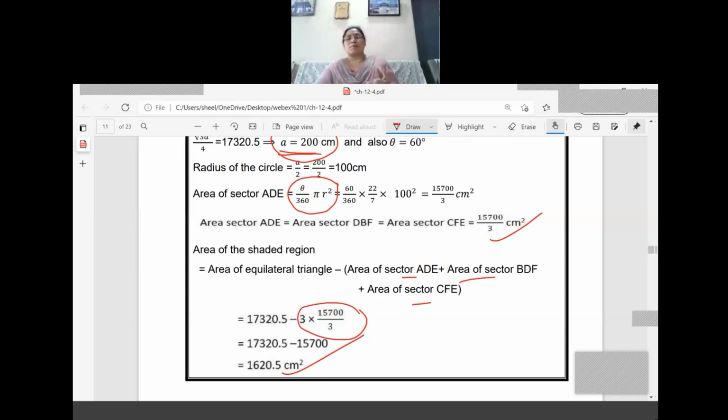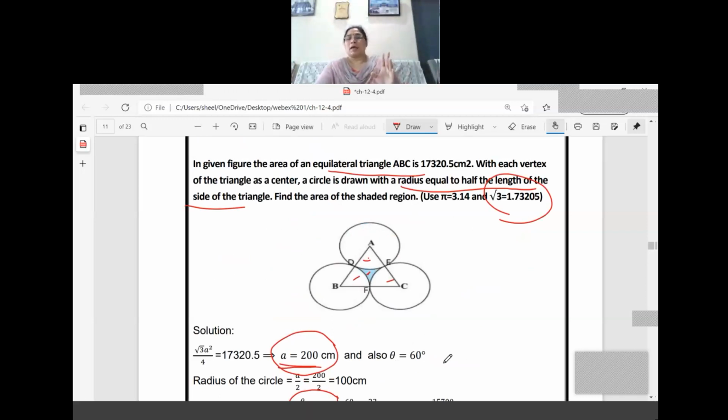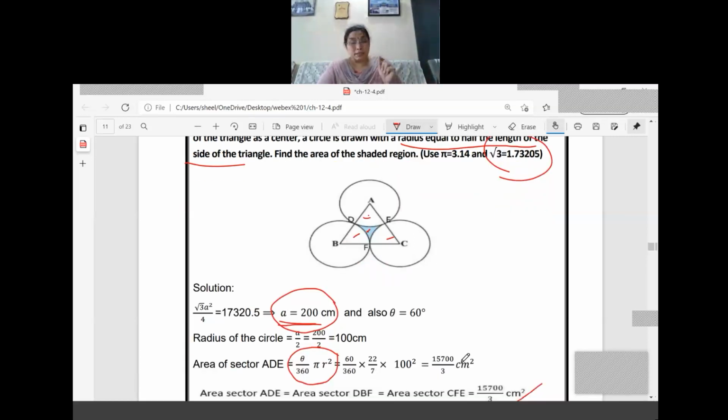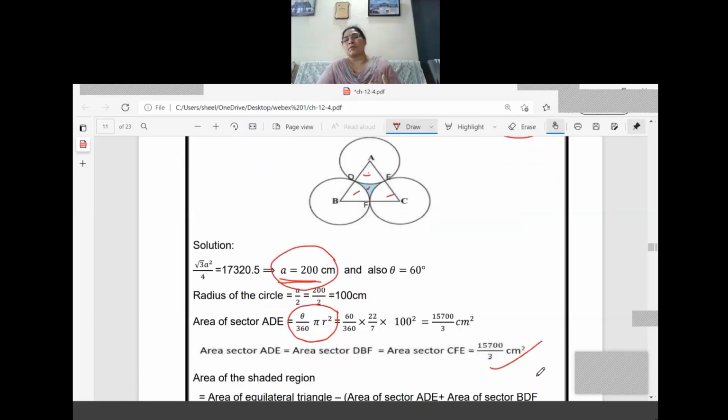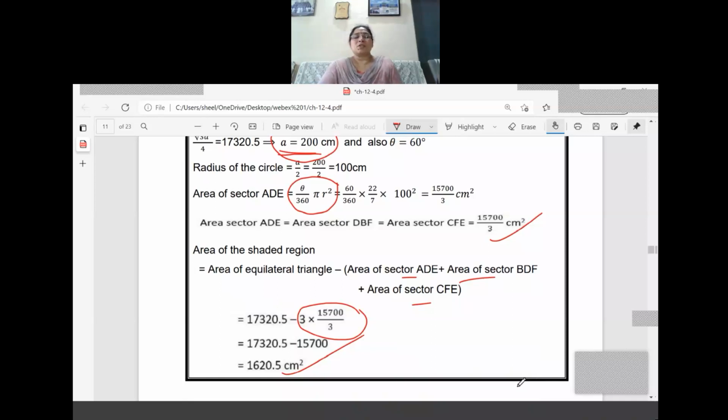So this is one. It is a good question only. Area of the equilateral triangle is given, and from that the side is calculated. From the side we have to go for the radius of the circle. After that, for getting the shaded region, we have to subtract the area of the equilateral triangle minus three sectors, right? Three sectors are equal area only, so 3 into 1 area of the sector. So we have subtracted and we got the value as 1620.5 centimeters square.